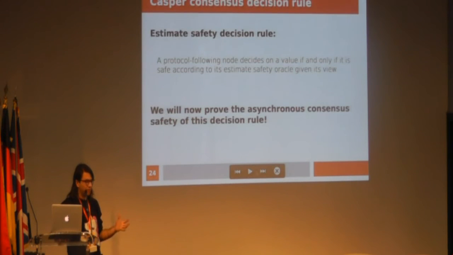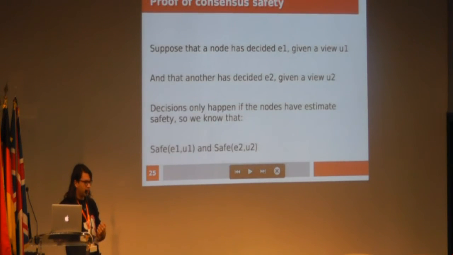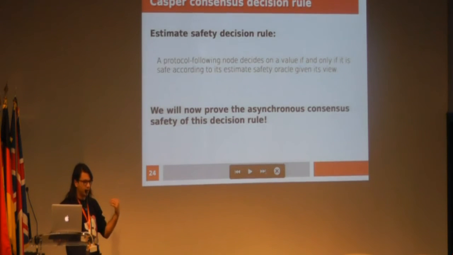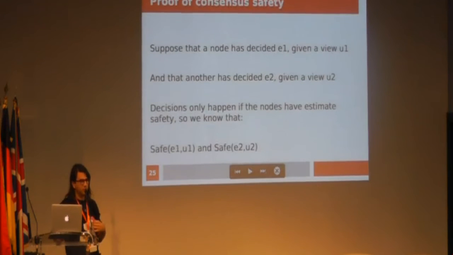And basically using this oracle, right? Rather than say how to calculate whether something is safe, I'm just going to assume that I have this function that just returns, magically, the safety of an estimate. And so now I'm going to prove this consensus safety rule.